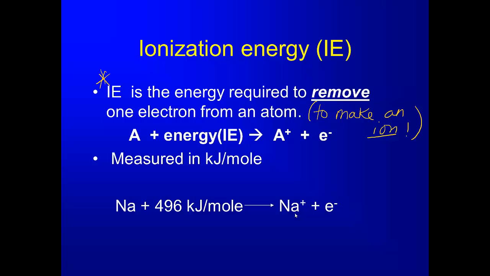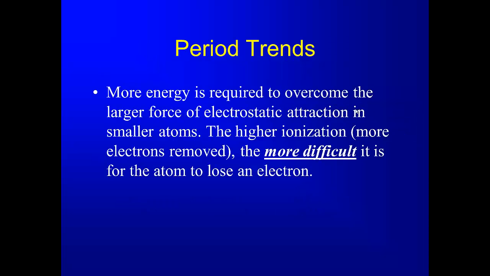Let's look across the period then. As you're going across the period, as they're getting smaller, that attraction is getting stronger, so it's going to be more difficult to remove the electron. That means you see an increase in the ionization energy as you go across the period, because it's going to take more energy to remove that. Look at these guys, the noble gases. They want to gain electrons. They don't want to lose them, so it's going to take a lot of energy to remove them, especially those noble gases. They really don't want to lose an electron. It's going to take a lot of energy.